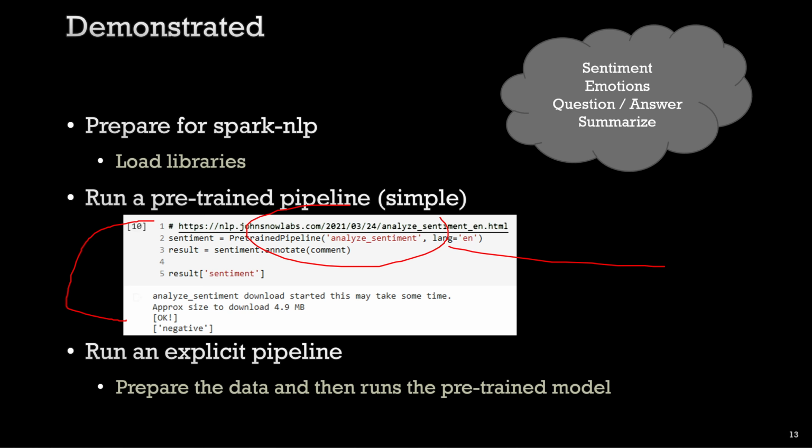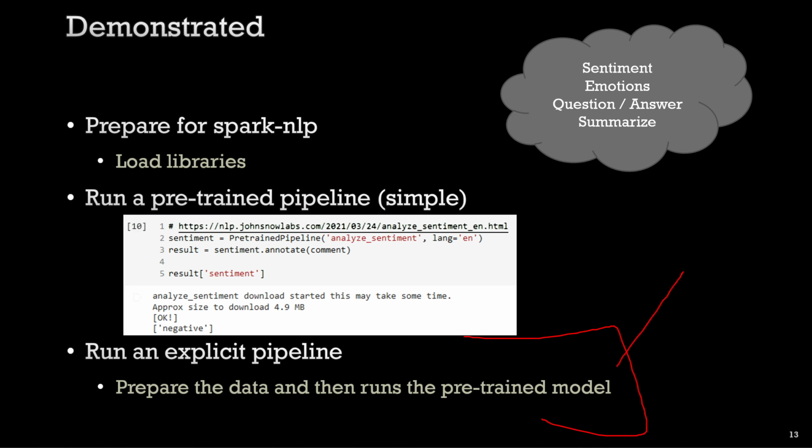And then next I showed how to do it using an explicit pipeline. It's probably not all that valuable unless you really need to transform your data before using the model, because the model itself does not change through the training. The weights for the model remain constant. Okay, that's the demonstration.